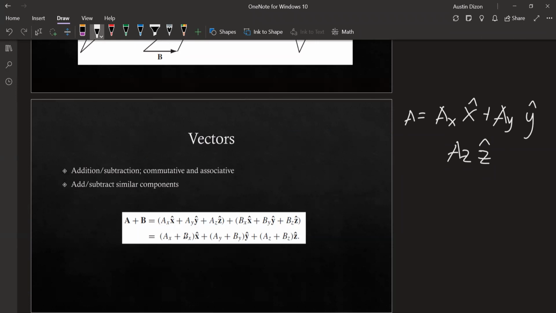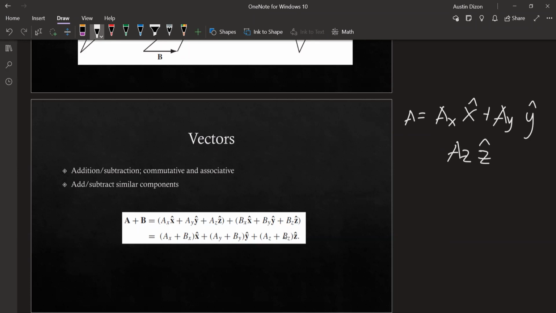Kung sa math nyo, parang ginagamit ata is i, j, k. So those are similar things. It just points out where your components are directed. Okay? So si AX nakatutok siya sa x hat direction. Si AY nakatutok siya sa y hat direction. AZ nakatutok siya sa z hat direction. And similarly, we have B, which is this.